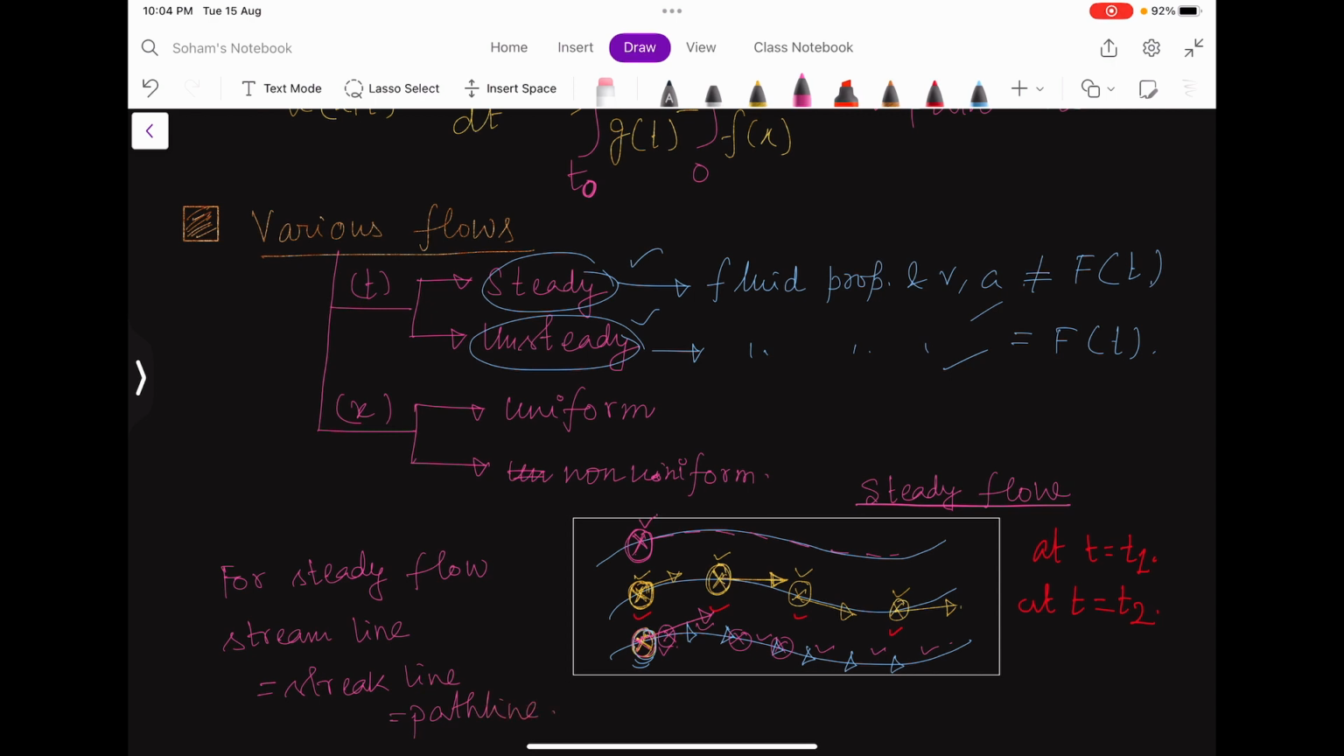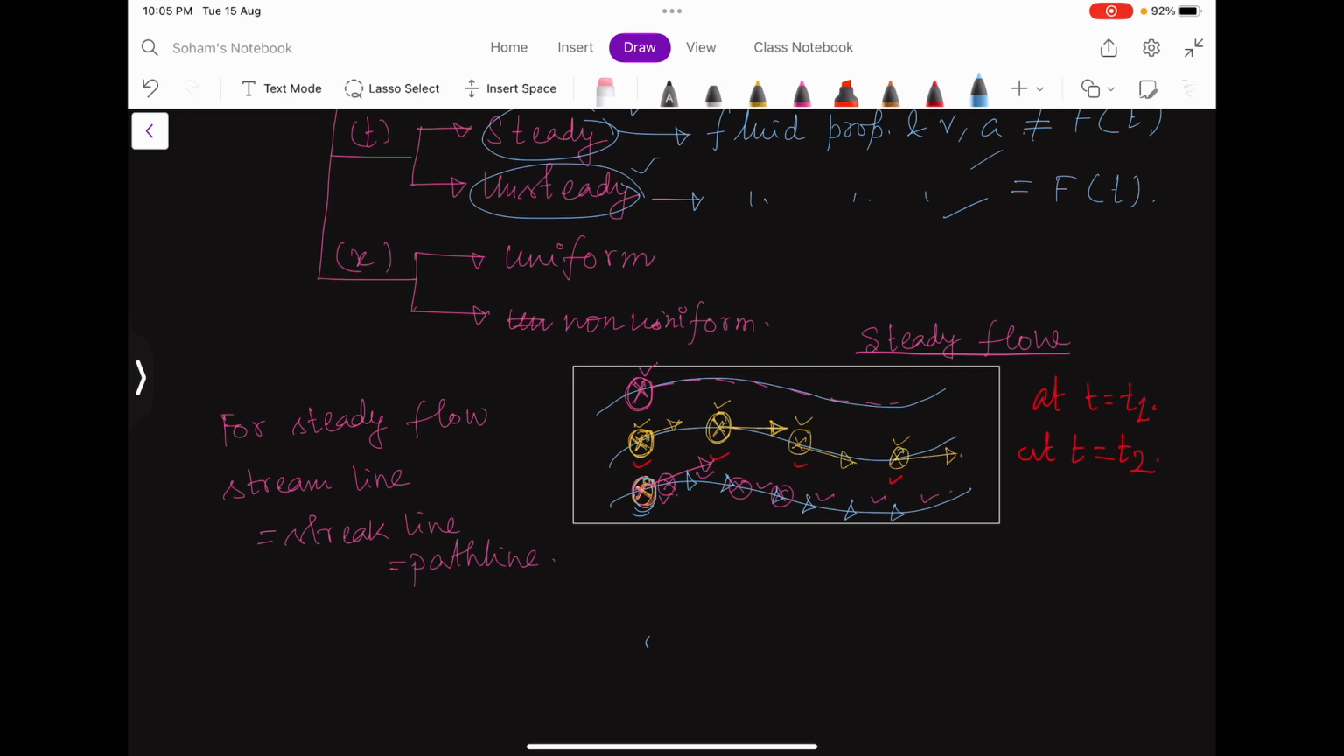Another thing, lastly, I want to say: can two streamlines intersect? So let us have this streamline and this streamline intersecting. That means at a point I can have this velocity also and this velocity also. But is that possible? No. At a particular time instant, at a particular point, I cannot have more than one velocity. So this was one point, and the second point: two streamlines can't intersect, right?